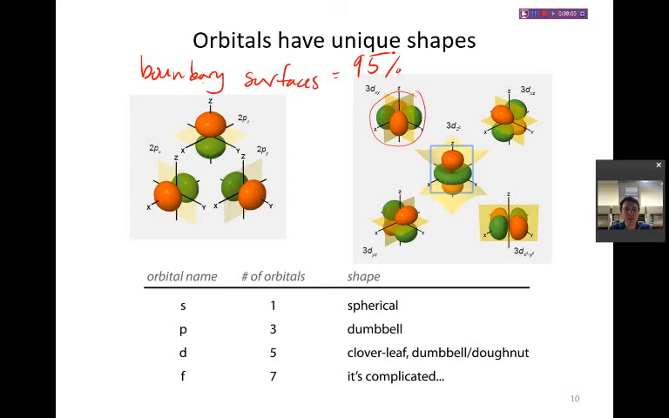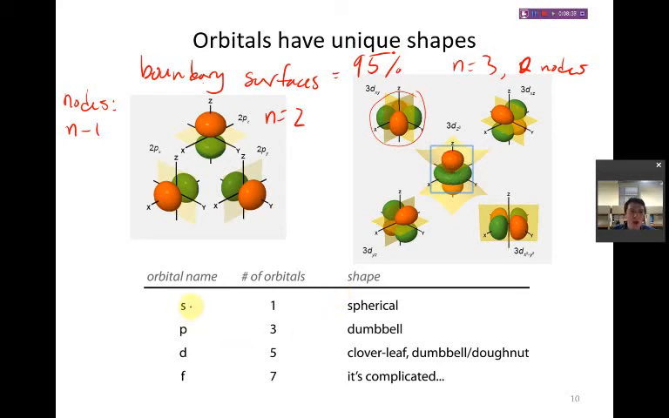In all of these cases, you'll notice that when we look at the nodes, they have a value of n minus 1. So here our n value is 2, and so we have 1 node. The planar node is depicted there. For n equals 3, we have 2 nodes. And here we have 2 planes. In the case of 4 of the different 3d orbitals, and then we have these nodes that are indicated here for the 3dz2-type orbital.